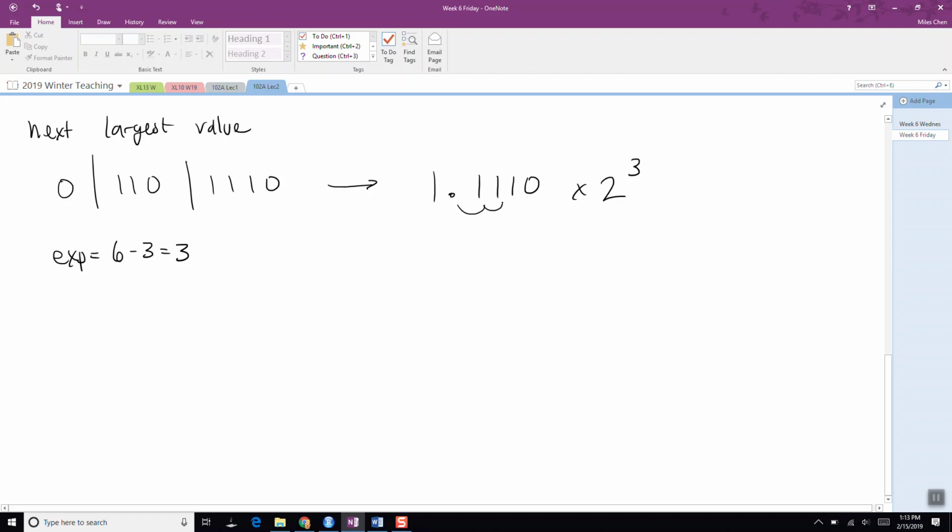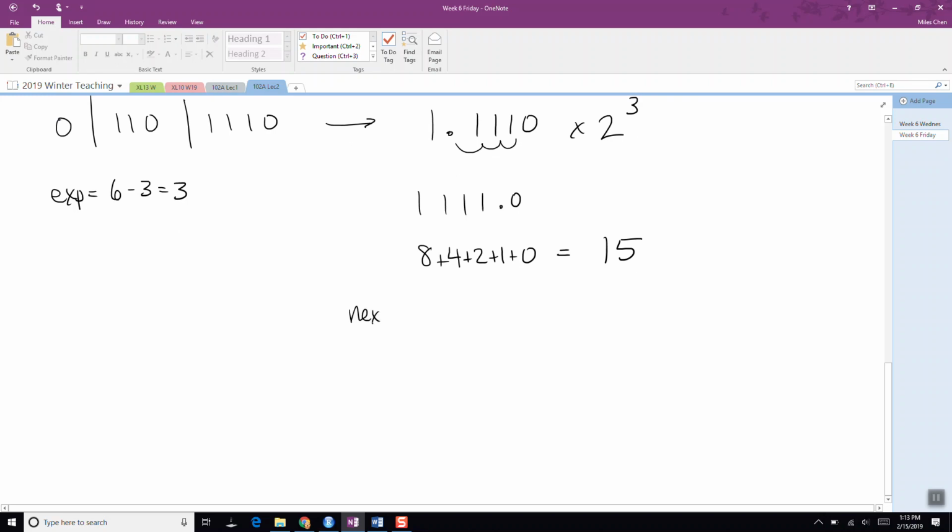And so I would just roll the point over 3 spots. I have 1111.0, and this becomes 8 plus 4 plus 2 plus 1 plus 0, and we get 15. So the next largest value is 15. If we're counting, it goes 15, 15.5, infinity. In our floating point number line, that's what we have.